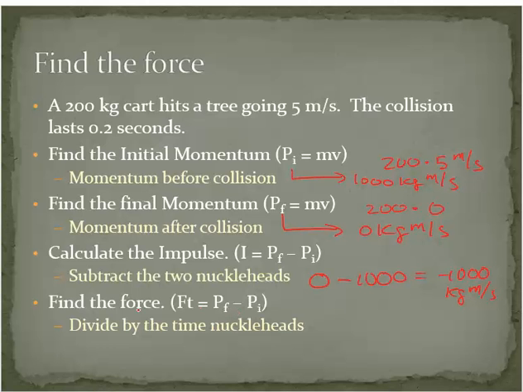The last step says find the force. Find how much force the tree hit the car with. Well, we've already done this part. That was right there. And we know the time is up here. So I can simply say F times 0.2 equals negative 1,000. Divide by 0.2. And we find out the force equals negative 5,000 newtons.